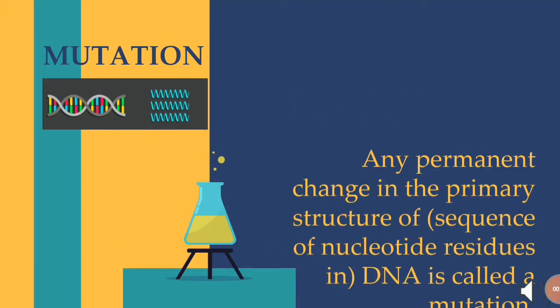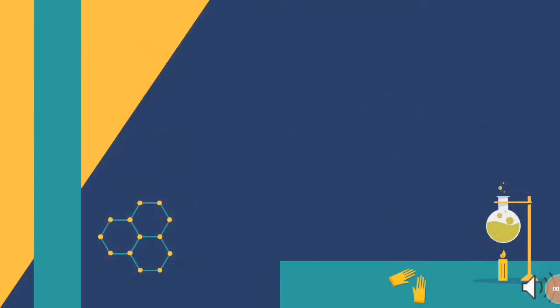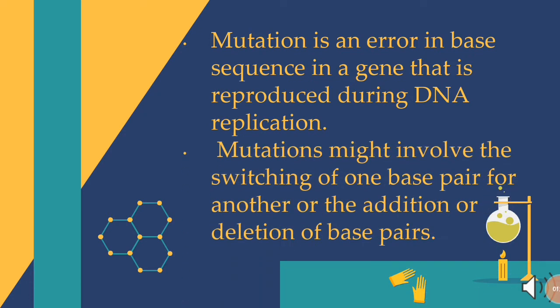Hence, any permanent change in the primary structure of the sequence of nucleotide residues in DNA is called mutation. A mutation can also be defined as an error in the base sequence in a gene that is reproduced during DNA replication. Such errors alter the genetic information that is passed on during transcription. The altered information can cause changes in the amino acid sequence during protein synthesis.